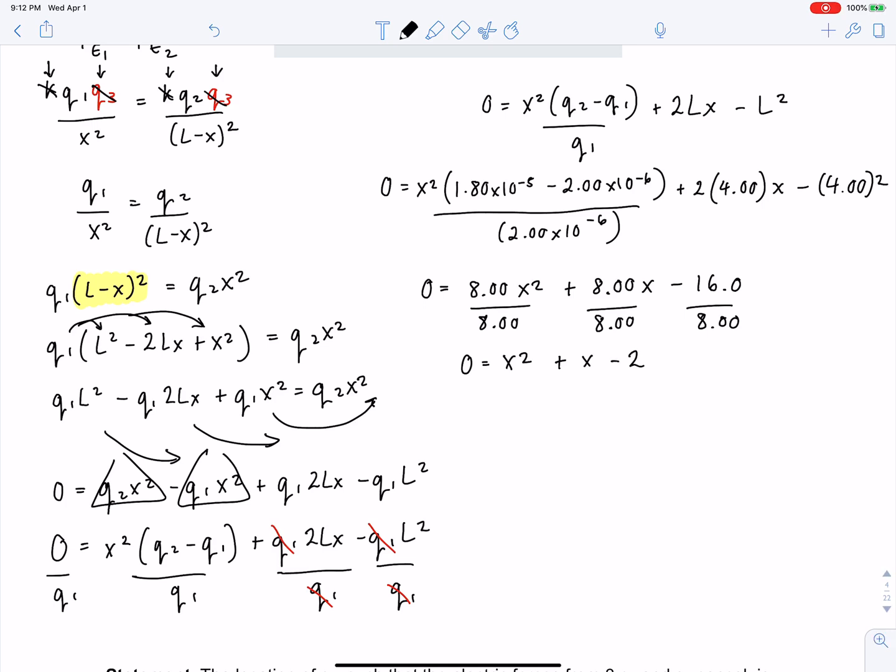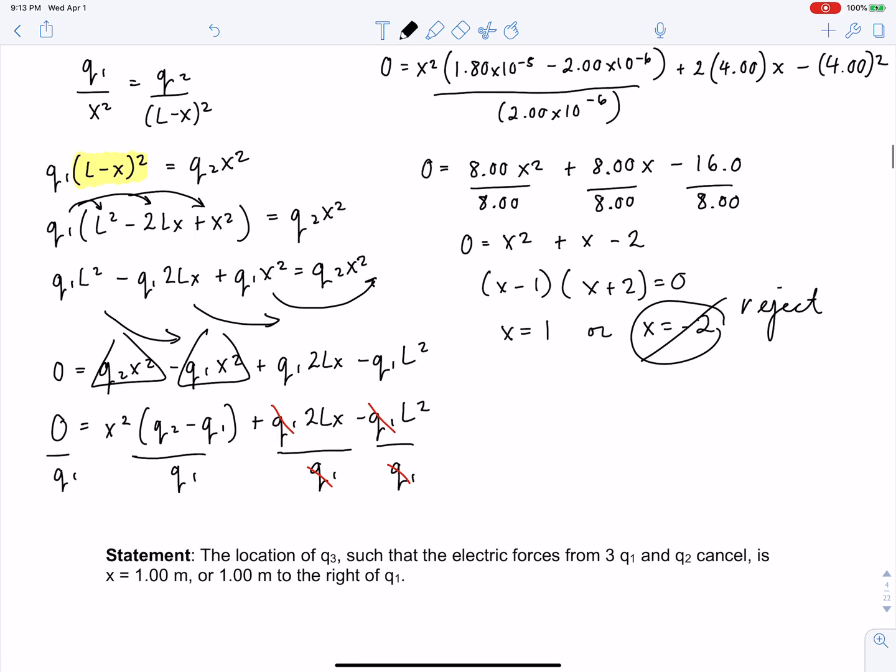Now this is a simple quadratic equation that can be factored. The factors are x minus 1 and x plus 2 equals 0. So we know x is equal to 1 or x is equal to negative 2. We're going to reject the negative sign. So our value of x is 1 meter. Therefore, the location of Q3 is such that the electric forces from Q1 and Q2 cancel is 1 meter, or 1 meter to the right of Q1.